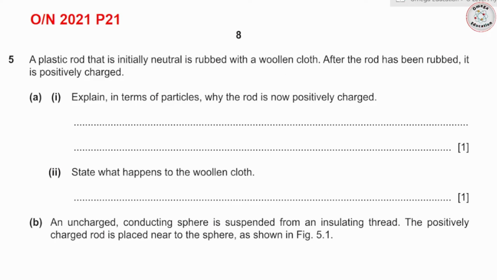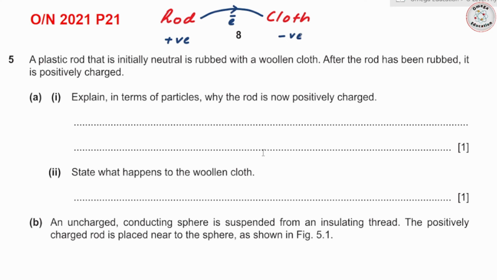All right, so moving on to the next question, question 5. A plastic rod that is initially neutral is rubbed with a woolen cloth. So we have two bodies. The first one is a plastic rod, and that is being rubbed with a woolen cloth. After the rod is rubbed, it is positively charged. In other words, electrons from the rod would have moved towards the cloth. Only then the rod can have a positive charge, and the cloth would eventually have a negative charge.